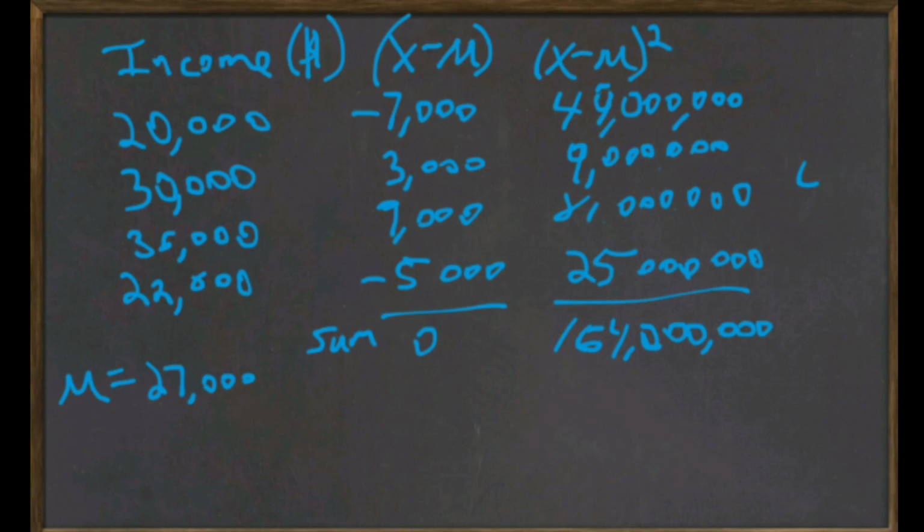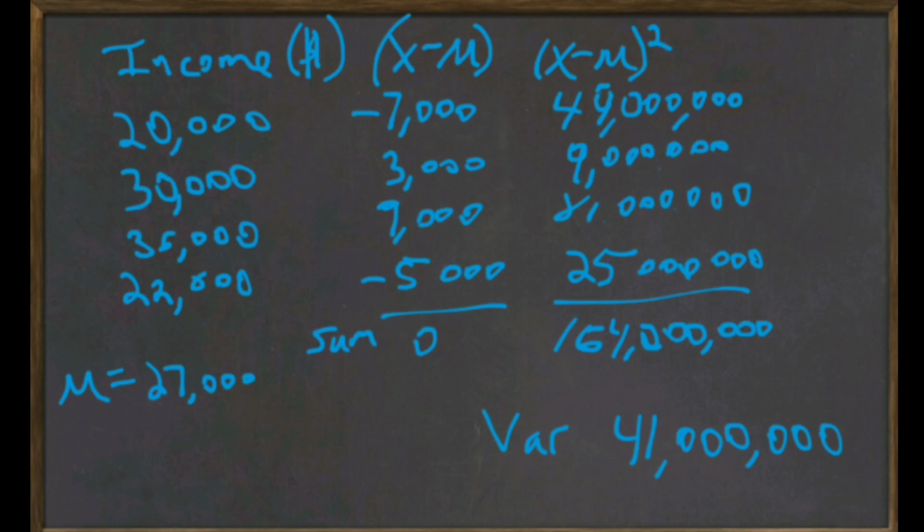So our variance, let me just write that down here. The variance is 41 million. Okay, so now if we wanted to describe this variable, we would say there's an average or mean income of 27,000 and a variance of 41 million.